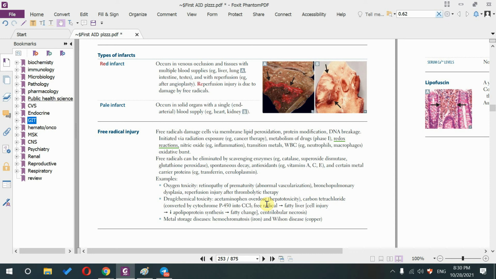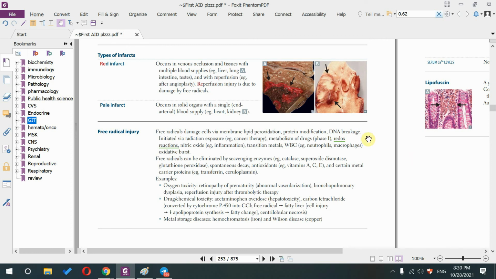The pale infarction, on the other hand, occurs in solid organs with a single end arterial blood supply. For example, the heart and the kidney. Okay, so this is the simple one. It just has a wedge-shaped area and it will be pale.